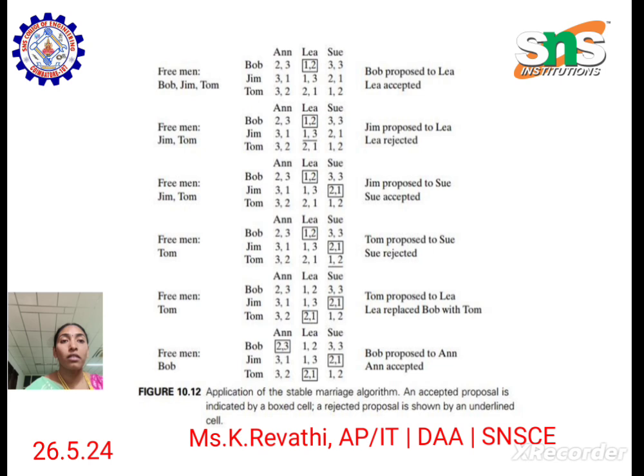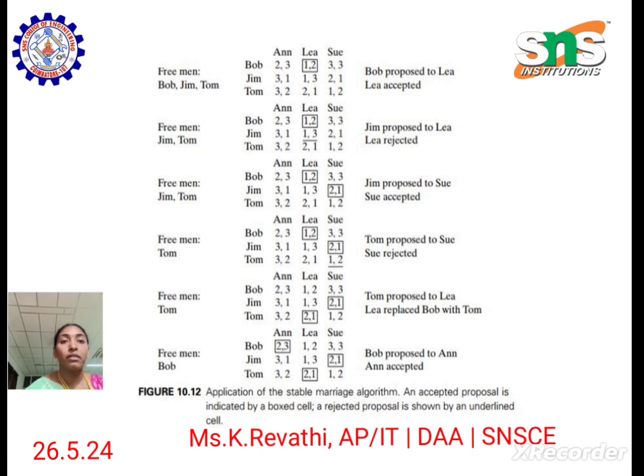Then Jim will search for another preference. His next preference is Sue. Jim proposed to Sue. She accepted his proposal because she is free now.